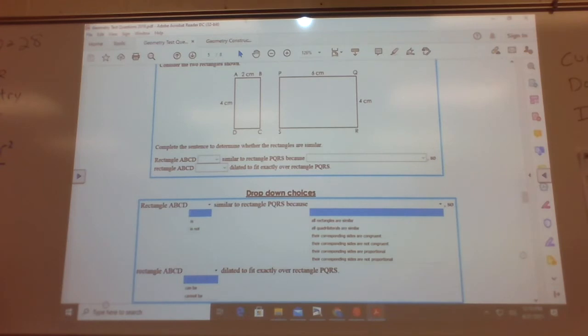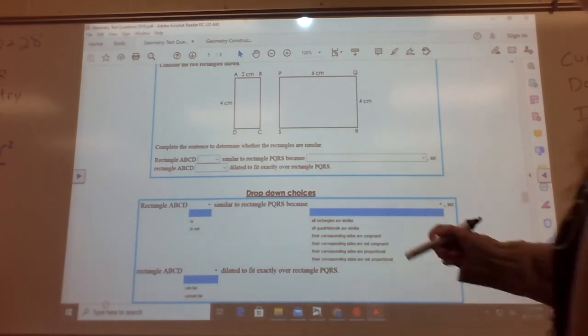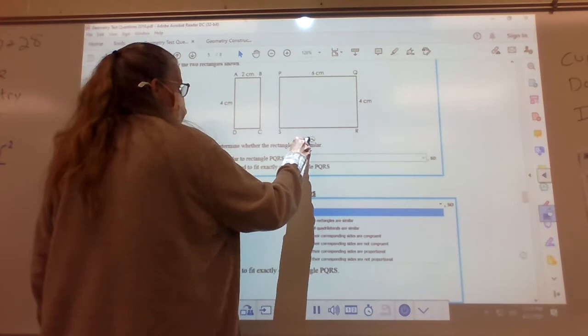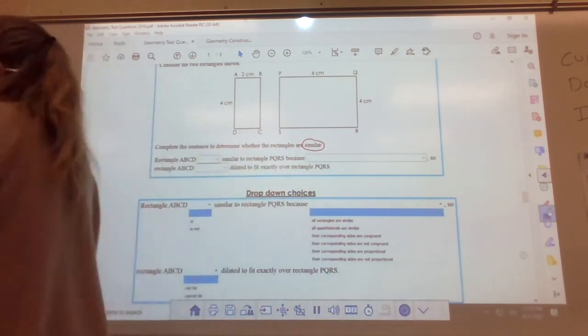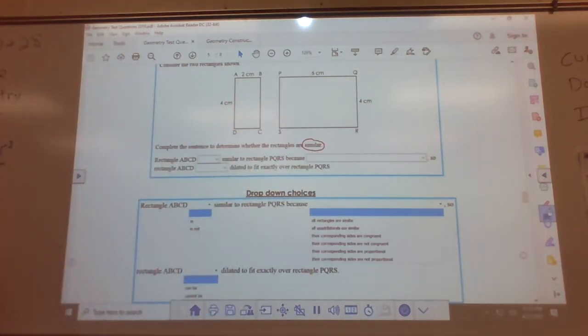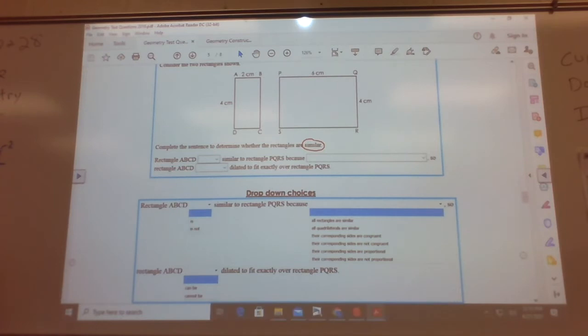So this one, I had 2 different rectangles. And the key here is similar. I have to figure out if these 2 rectangles are similar, and whether or not they are will answer the rest of the sentence. But first I have to determine, are they similar? So are they similar? Yes.